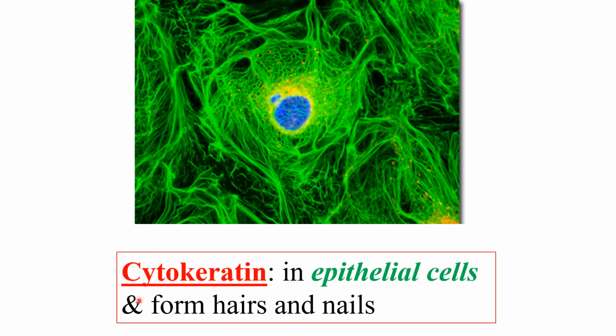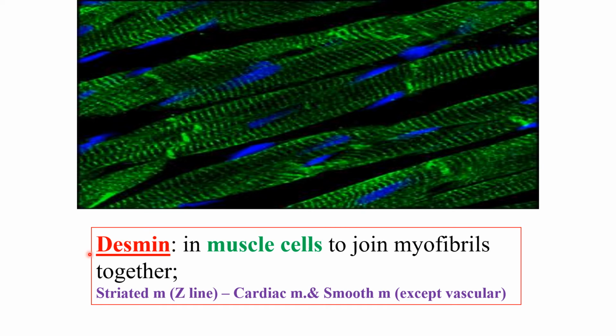Again, cytokeratin is present in the epithelial cells and forms the hair and the nail. Desmin is in the muscle, joining the myofibrils together.